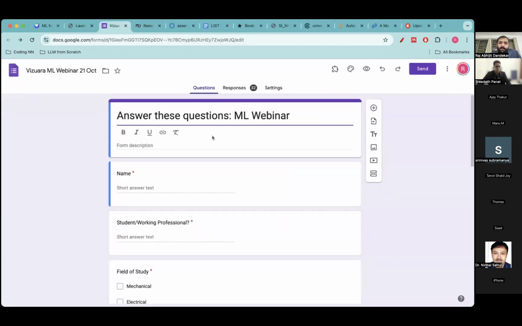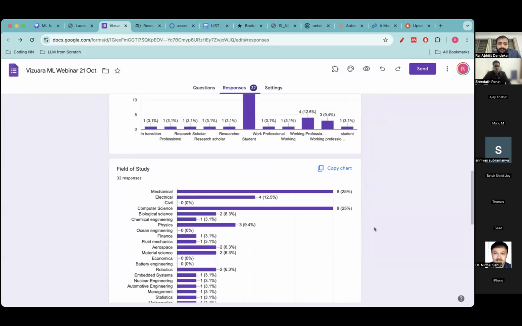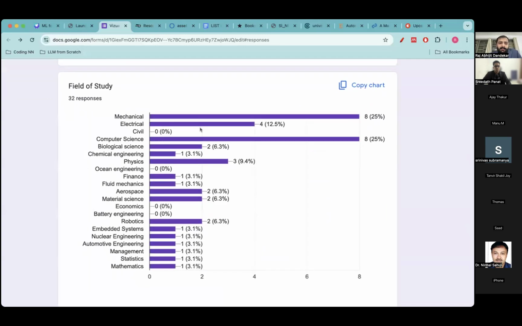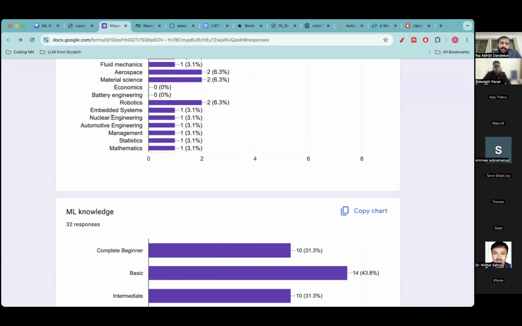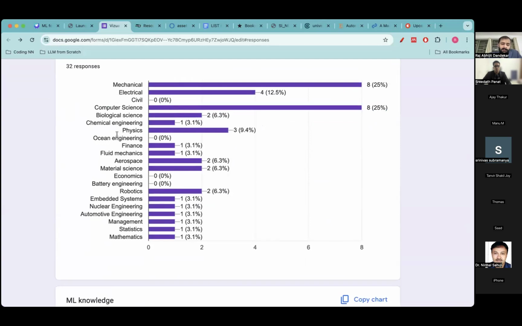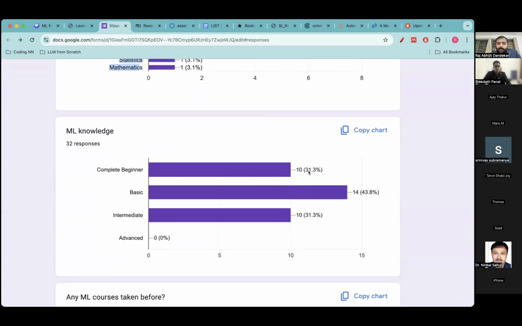Now, let me go to the form and check out the responses which all of you have filled out. So I can see here that most of the people belong to mechanical, electrical, computer science, biological engineering, chemical engineering, physics. Awesome. And the transition roadmap which we are going to share with you today is equally applicable to all of these fields.